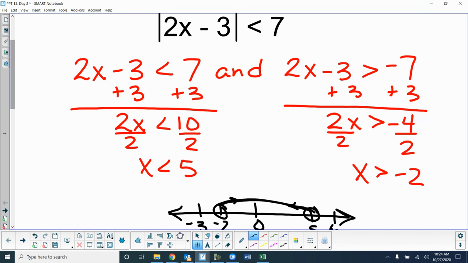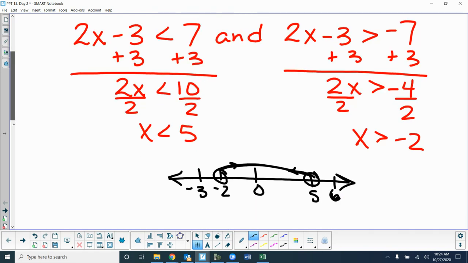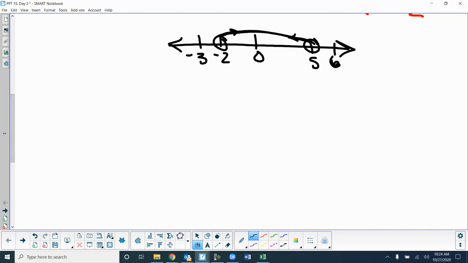For 24, x is greater than or equal to negative 1 and less than or equal to 4. So solid dot at negative 1 and 4, and then connect those. 27 is just 4. I want to go over that one with you guys, just to make sure you understand why.